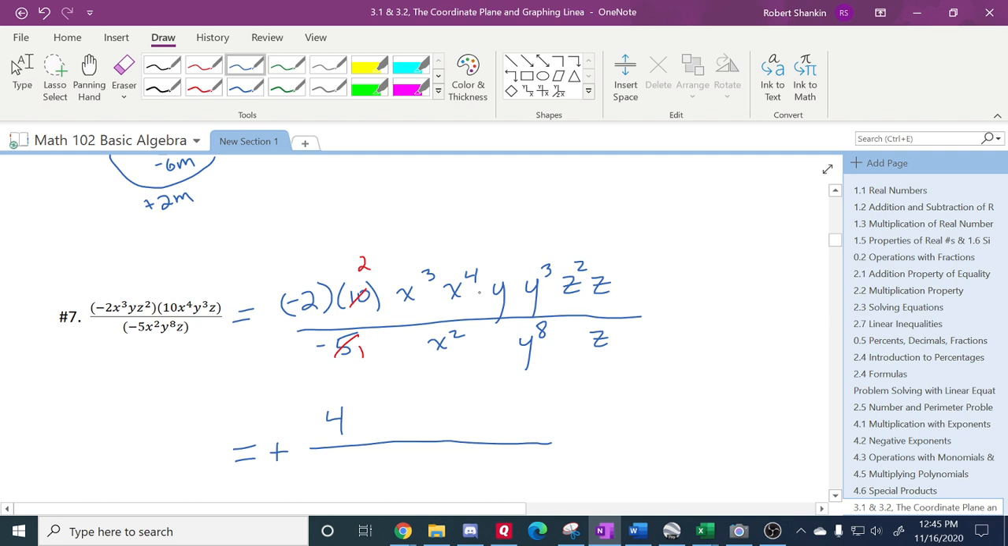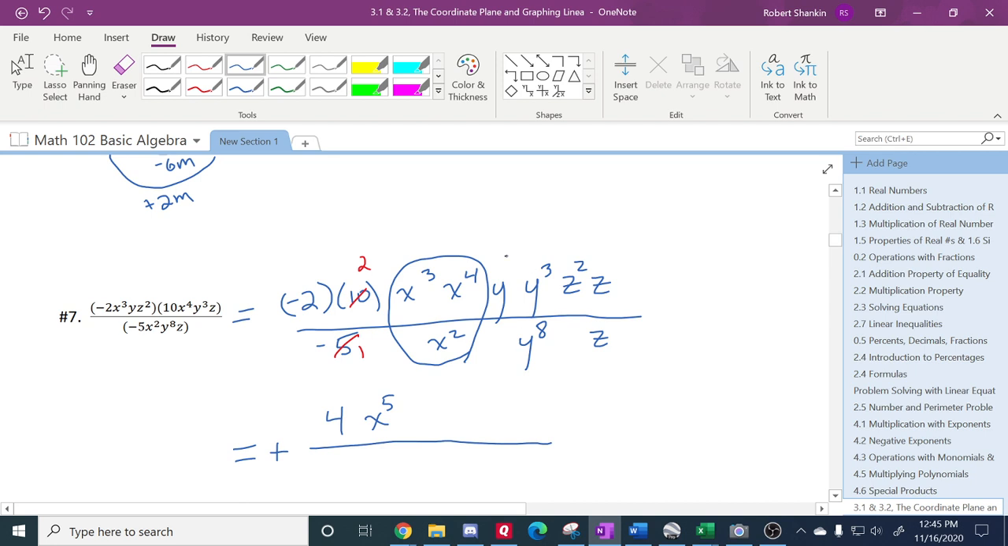And then with the x's, I'm going to get 7 x's, and then 2 of them are going to go away. They're going to cancel out. So there's going to be 5 x's.